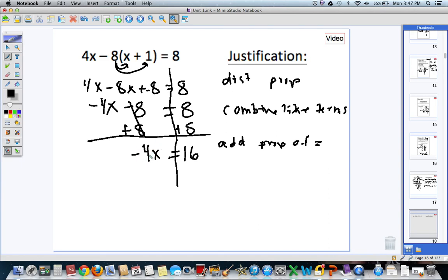I want to get rid of my coefficient. My coefficient here is a negative 4x. It's being multiplied, so I'd have to divide by negative 4. Negative 4 divided by negative 4 is 1. 1x is the same as x. 16 divided by a negative 4 is a negative 4.